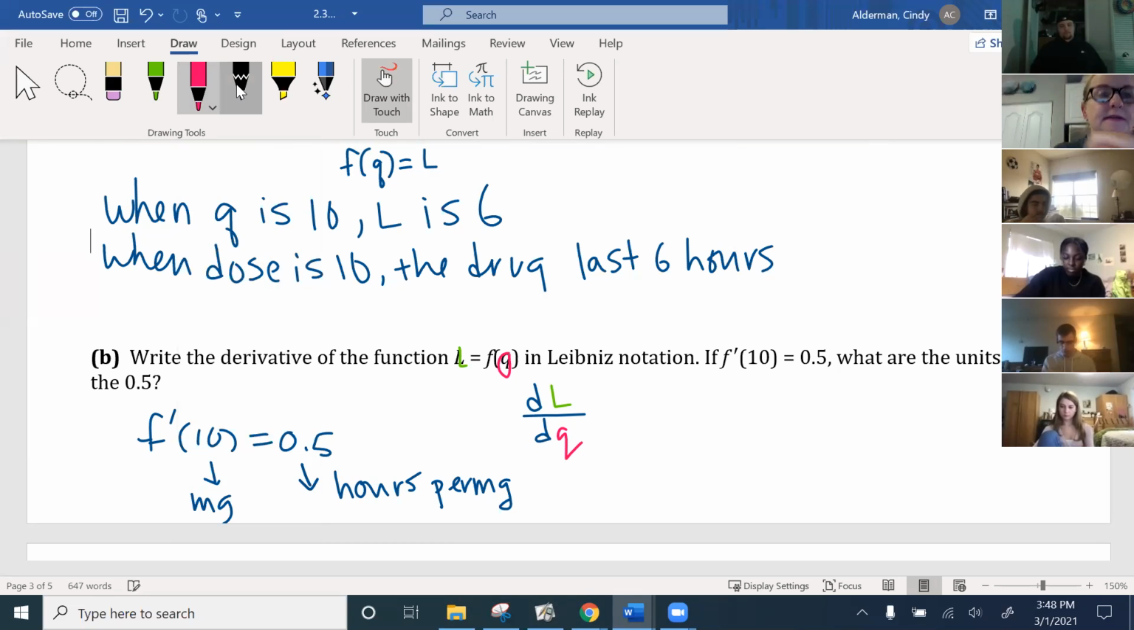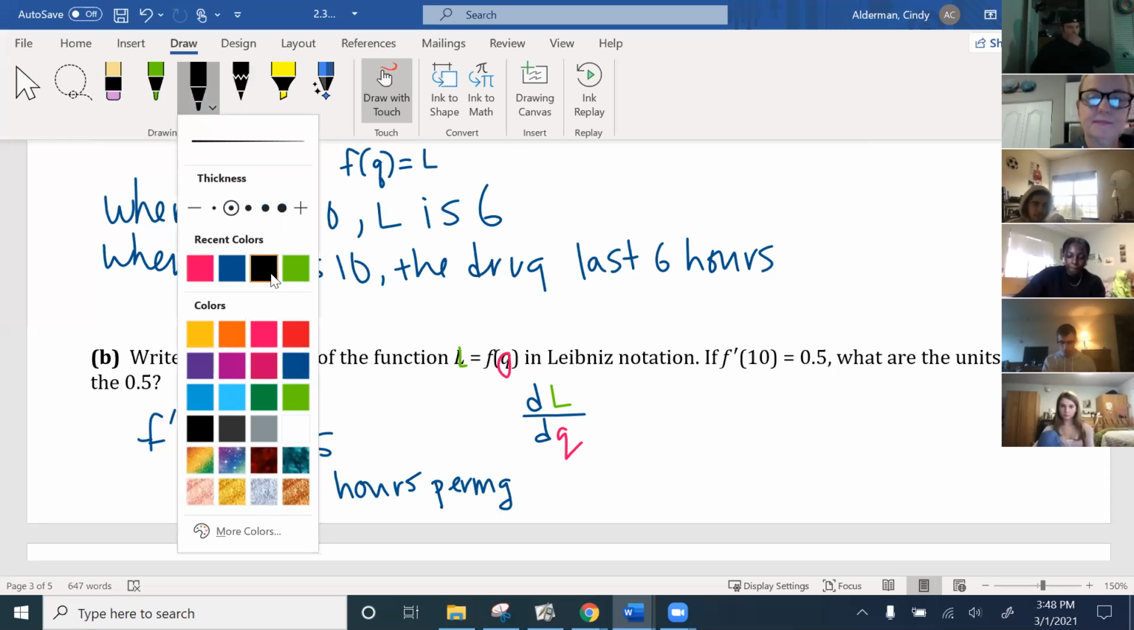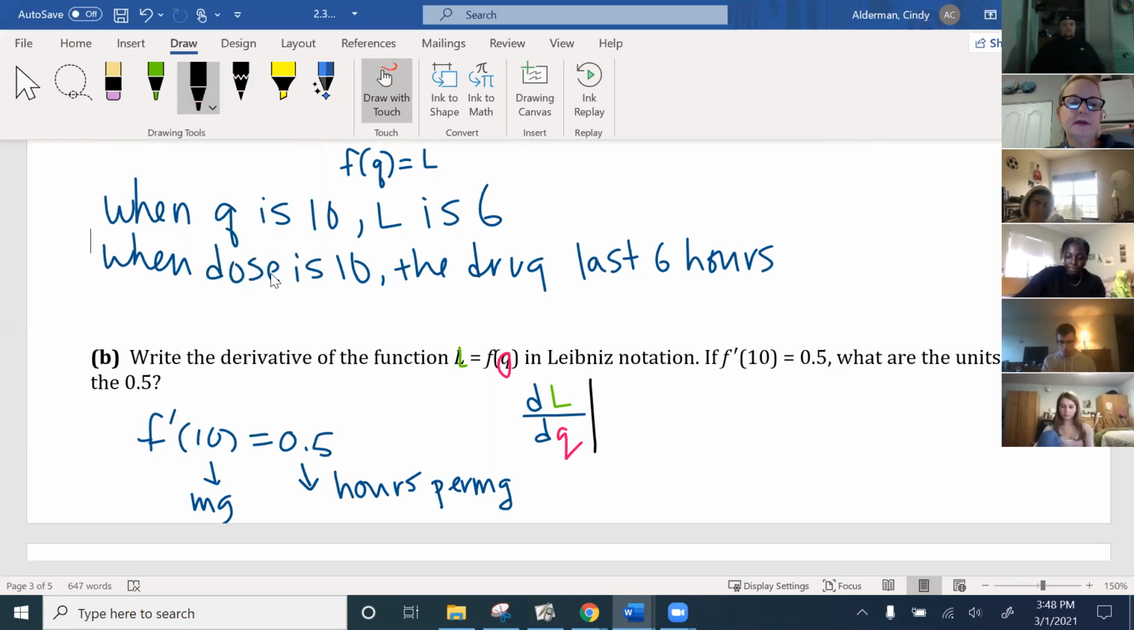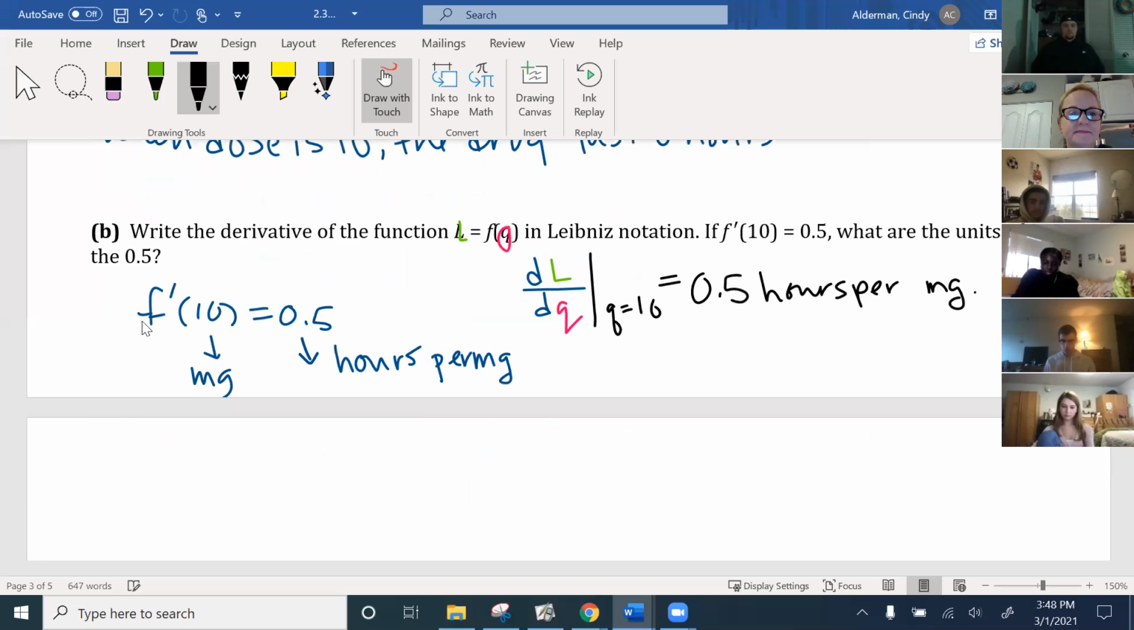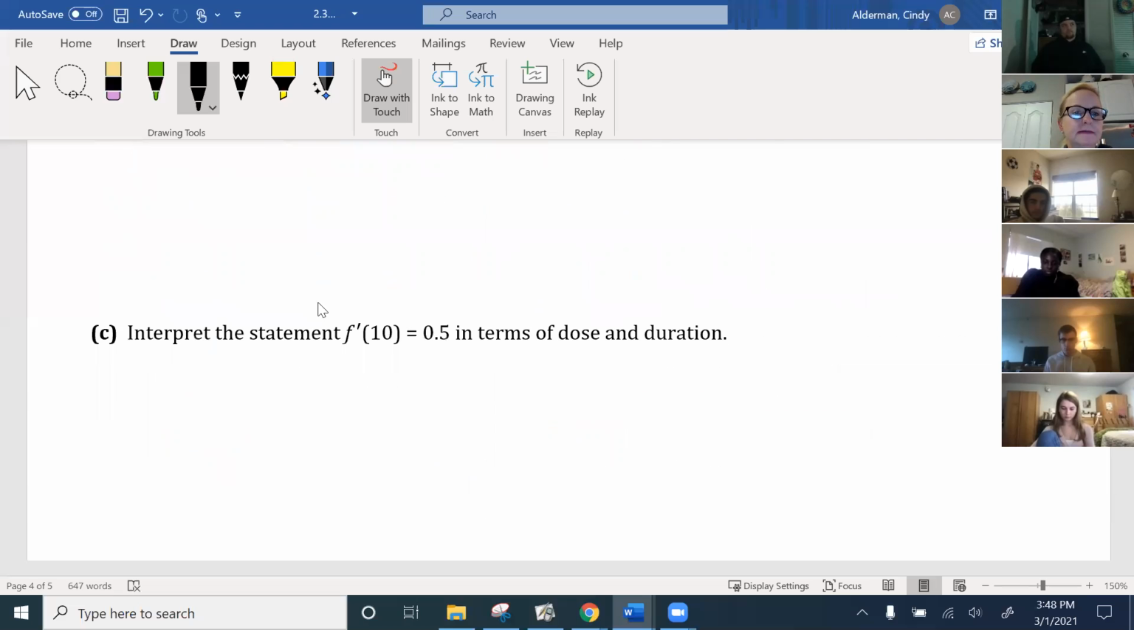And then to say this same thing, f prime of 10, you would have to say when Q is equal to 10, like that. And then it ends up equaling 0.5. And of course, this is hours per milligram. All right, so what does this mean? What are the units? Oh, C should be here. Yeah, here we go.